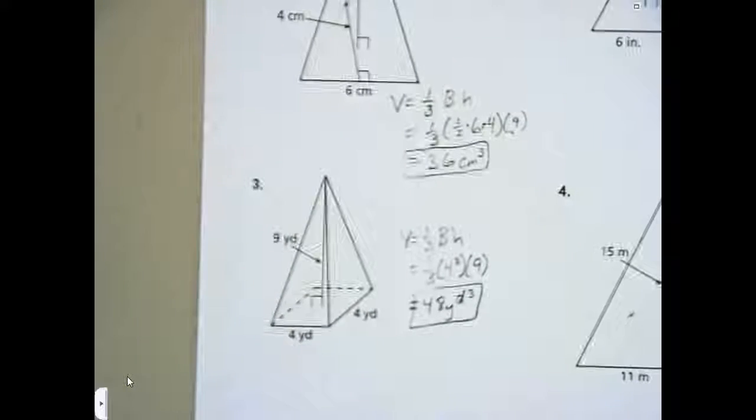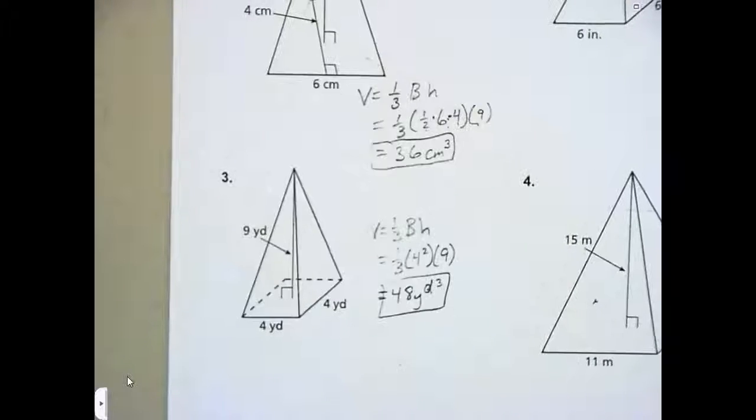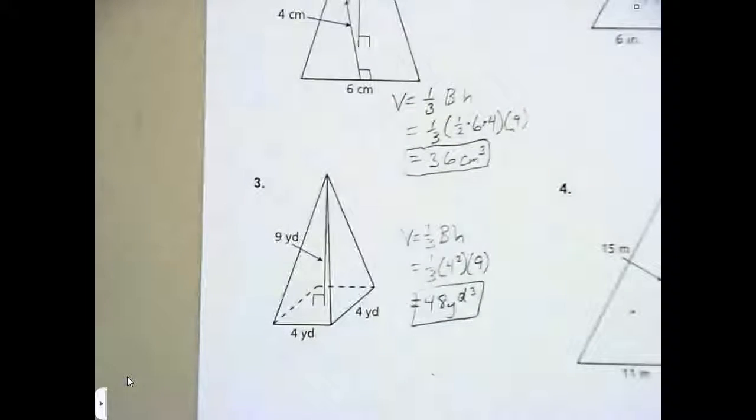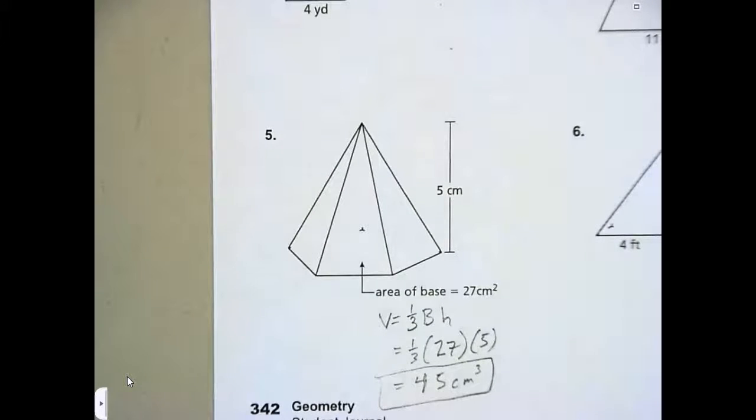Number 3, 1/3 area of the base times the height. It's a little easier on that one because the base is a square. Any questions on 1 or 3? Number 5. They give you the area of the base. That one makes it a lot easier. I don't know why they do that. Any questions on those?